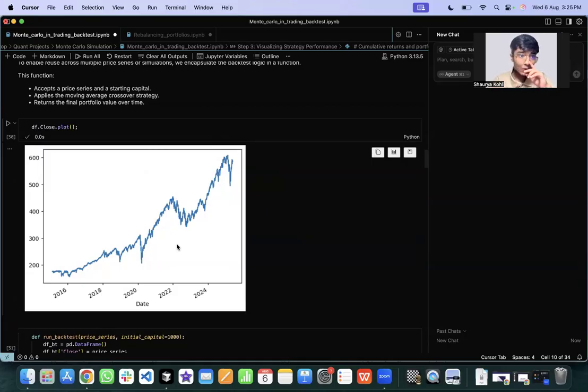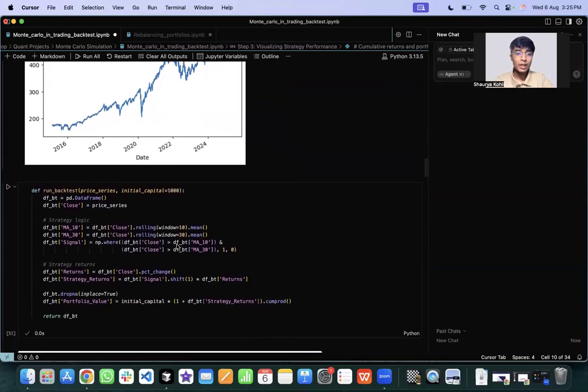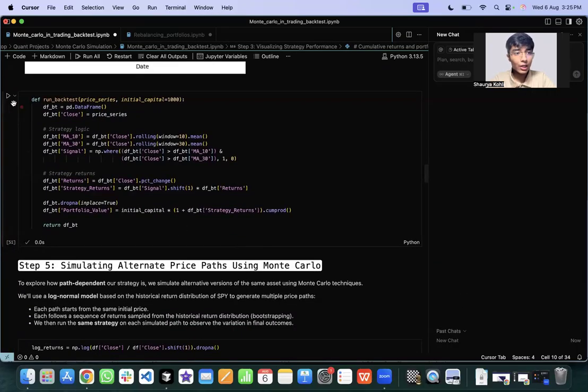In this function, we accept a price series and a starting capital, apply moving averages across the strategy, and then finalize the portfolio over the period of time. So how we're going to do this is we backtest this strategy. We have used MA10 and MA30. We try to signal it: if our signal is less than MA10, we would pull back. And if our signal is greater than MA30, we would be there in the strategy.